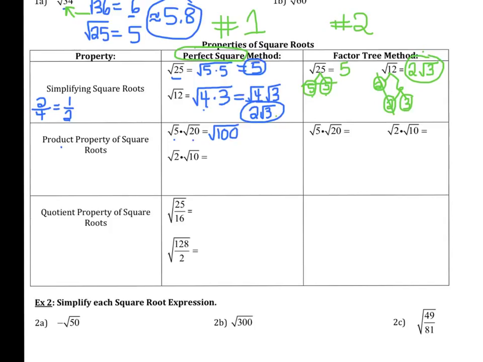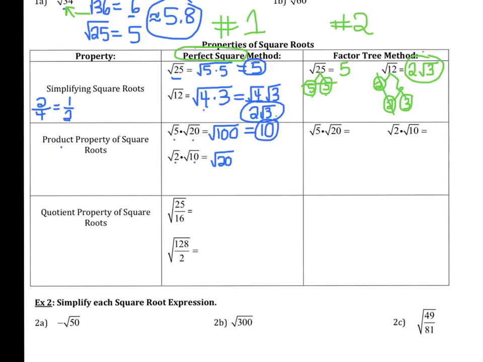Can we simplify that? Yeah. 100 is a perfect square. The square root of it is 10. Well, that was nice because 100 was a perfect square. What if we multiply 2 and 10 together? Those equal 20. Is 20 a perfect square?